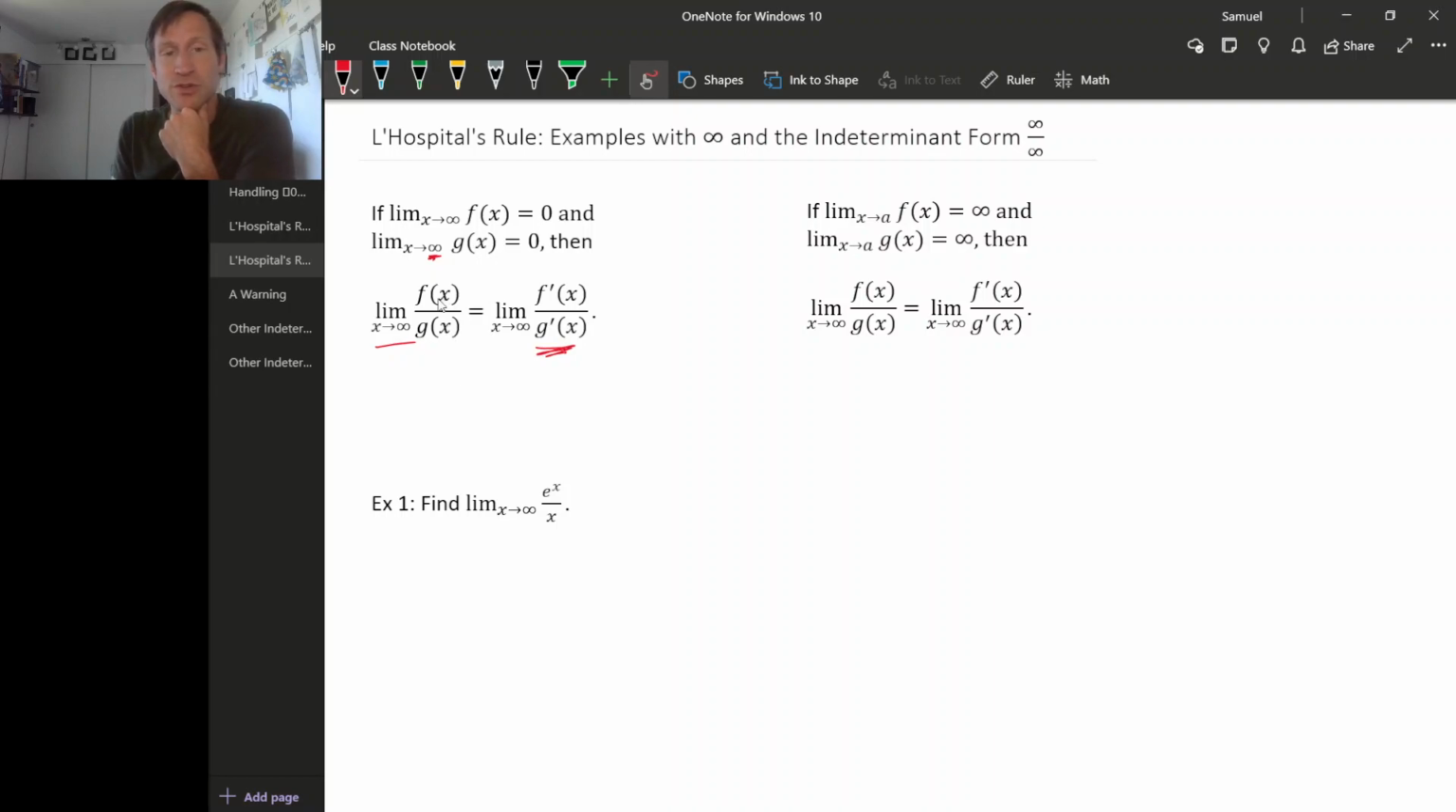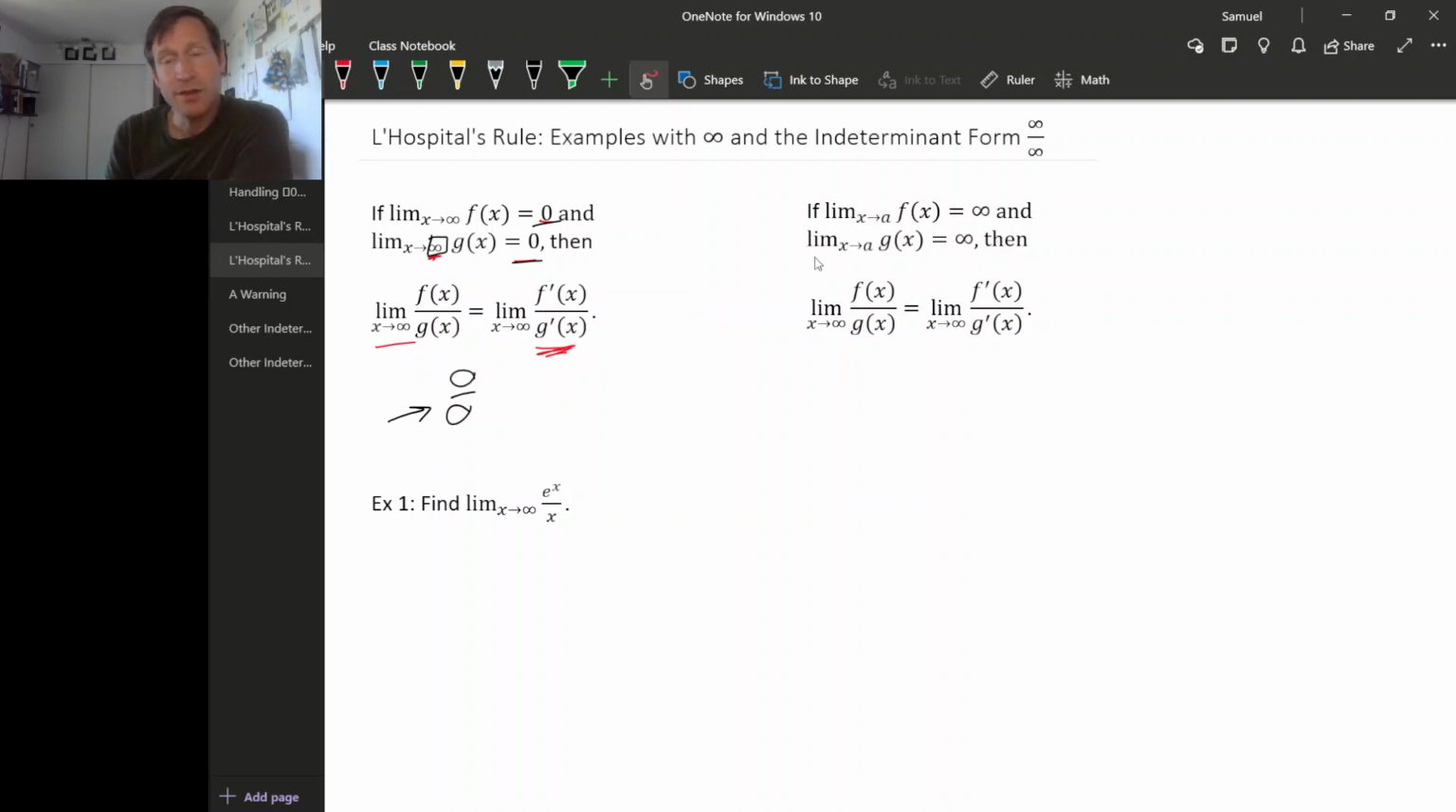So if the numerator and denominator both go to 0 as x goes to infinity, then you can replace them both with their derivatives and take the limit of that instead. This is still the indeterminate form 0 over 0 because these individual limits are 0. The only thing that's different is where we are taking the limit, not what indeterminate form the limit produces.